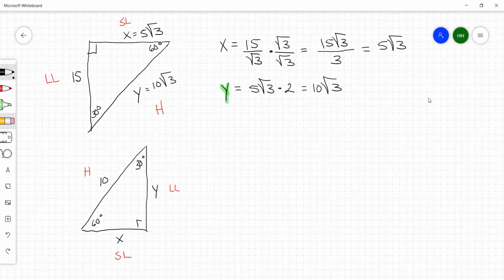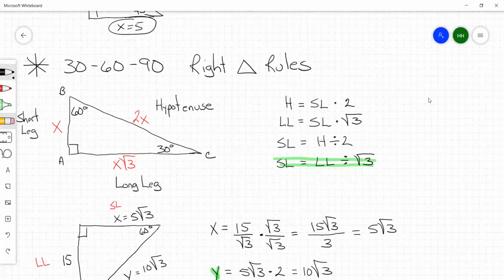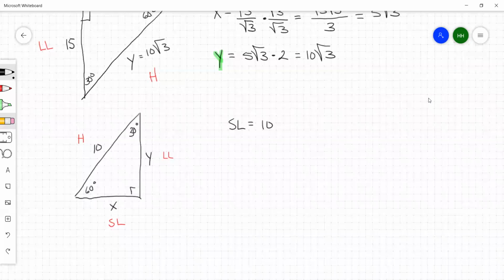All right. There's not a direct path from hypotenuse to long leg. It's 2 steps. So you might as well just go hypotenuse to short leg first. Okay? So what does a short leg equal to? Short leg equals hypotenuse divided by 2. There we go. So short leg equals 10 divided by 2, which equals 5.